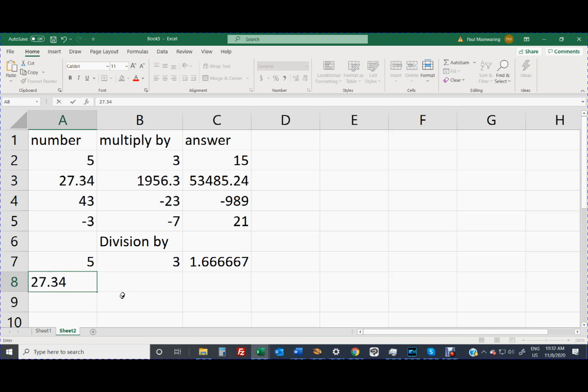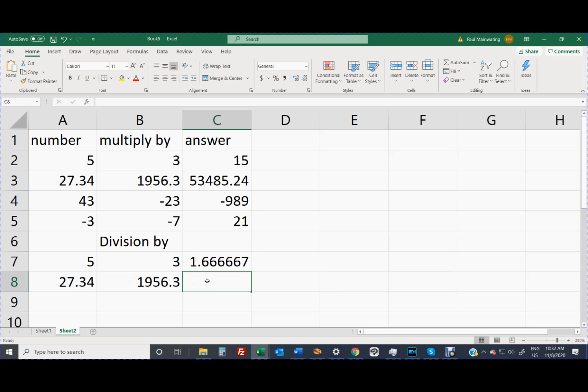I'll multiply that by 1, or divide by 1956.3. So it doesn't matter how big the numbers are, how little the numbers are. You tell it what to do. You tell it. You're in control.